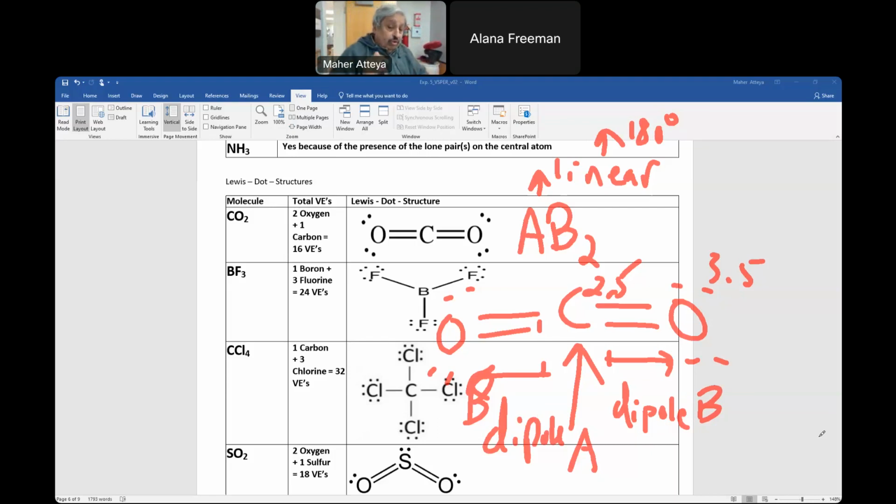And moreover, you can say all the time, if the terminals are similar, then you can expect the molecule to be what? Non-polar. To be non-polar. So let's take the other one.